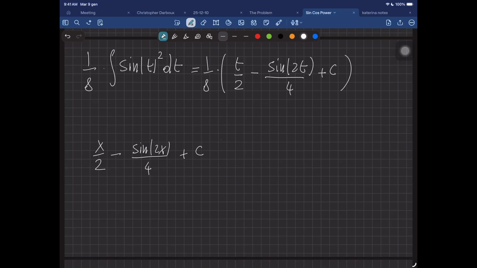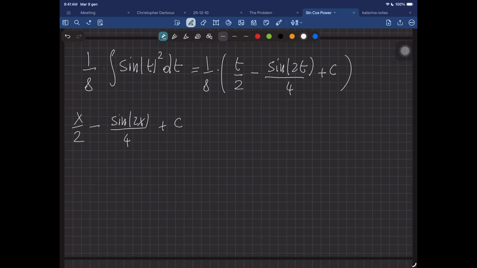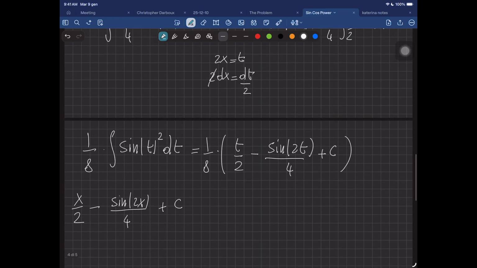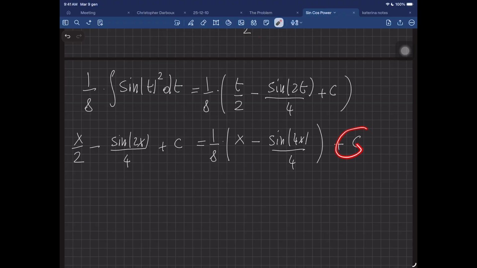And now I do remember that t is equal to 2x, which means that this integral becomes 1 over 8 times x minus the sine of 4x over 4, everything plus a constant. Why can I pull out the constant? Because here we get the constant divided by 8, but a constant divided by 8 is still going to be a constant, so it doesn't really matter.